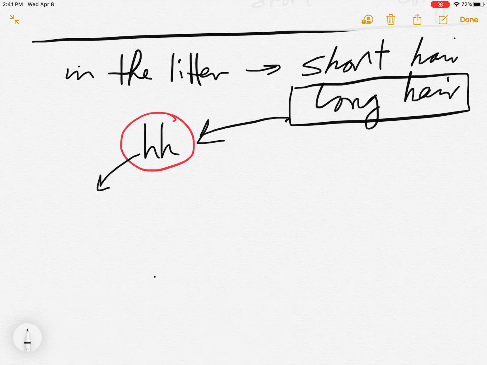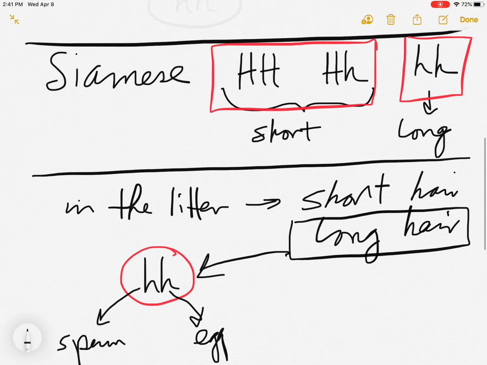Well, those H's are the gametes. This one came from the sperm, and this one came from the egg of mom and the sperm of dad. But we have a problem. We know that mom, or let's call the Persian cat mom for now, it doesn't matter which is which, but we know the Persian cat is hh.